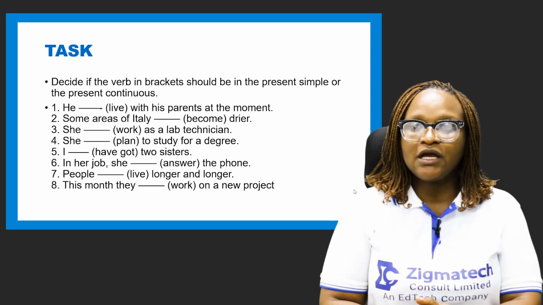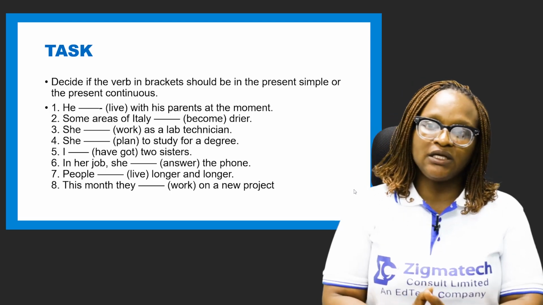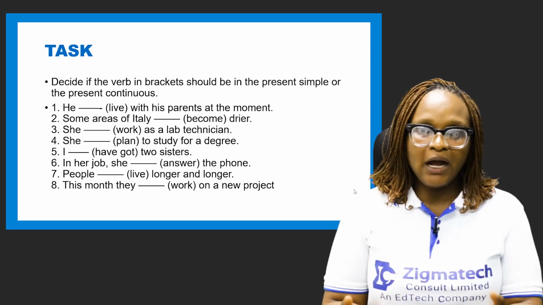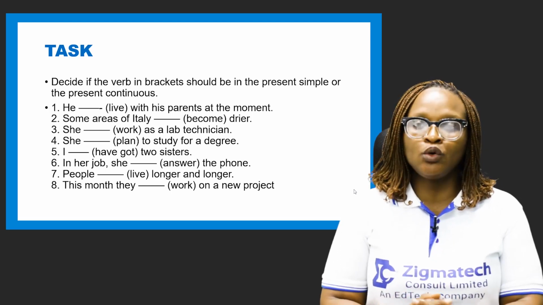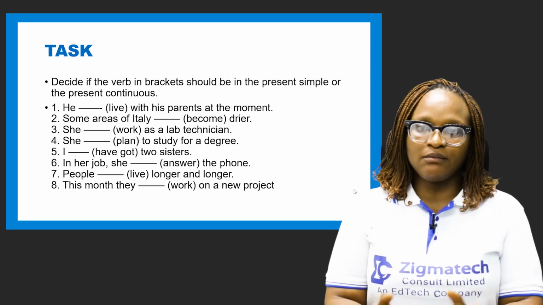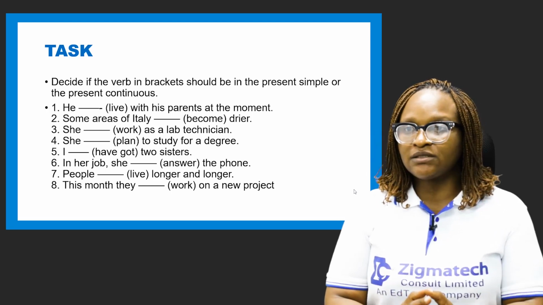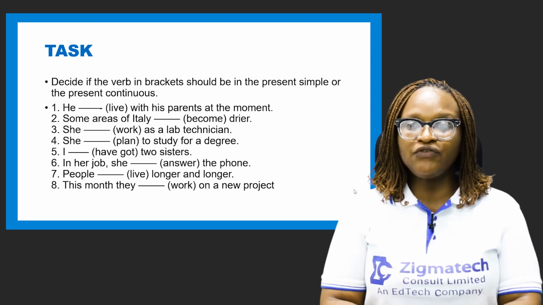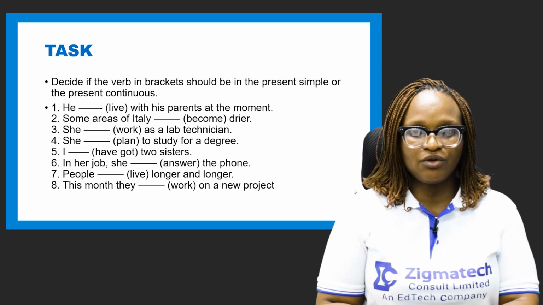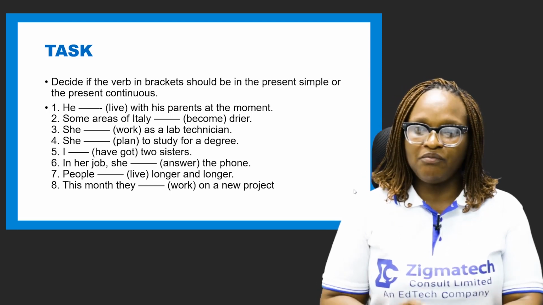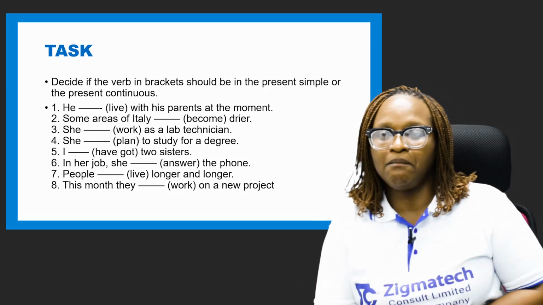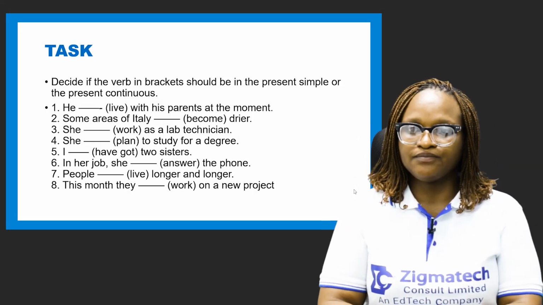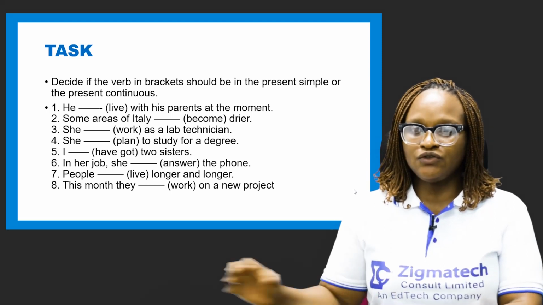So let's look at it. Then present continuous has to be is singing, is dancing, cooking. So, he lives with his parents at the moment. Should it be present simple or present continuous? Would you say he living with his parents at the moment? I guess it's wrong. So he lives with the parents at the moment. All right, so I would like you to do the others.